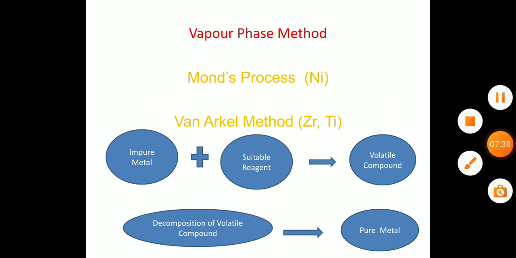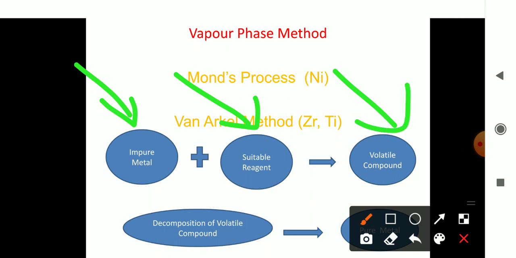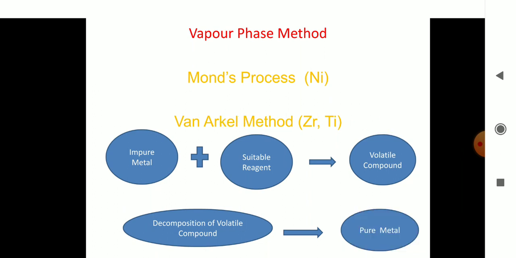So what is given in the first box? The impure form of the metal. First we have to take the impure form of the metal, and it is allowed to react with a suitable reagent. When we allow the impure metal to react with the suitable reagent, these two combine and form a volatile compound. Volatile means it can be easily evaporated. So a compound which is easily volatile is obtained as a result of the reaction of the impure metal with a suitable reagent. Then in step 2, the decomposition of the volatile compound takes place. When the volatile compound is decomposed, we will get the pure form of the metal, whereas the impurities will be left behind.